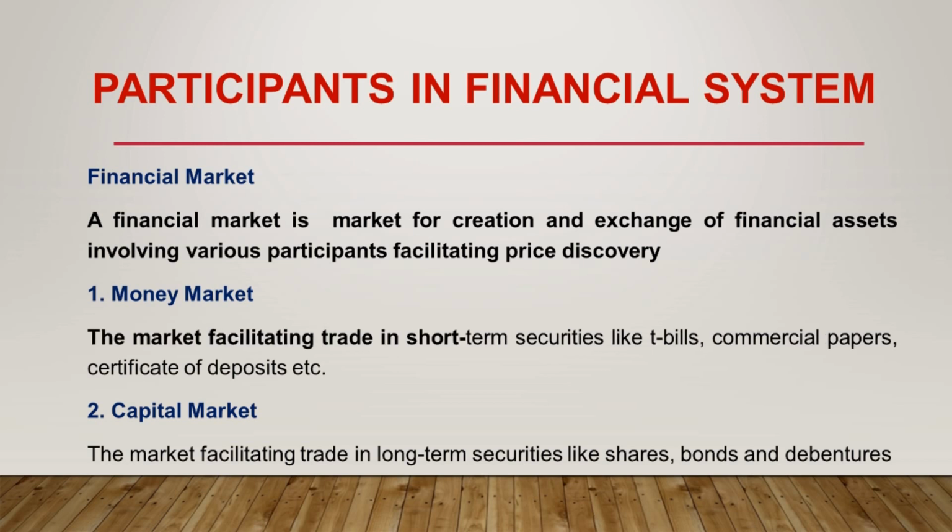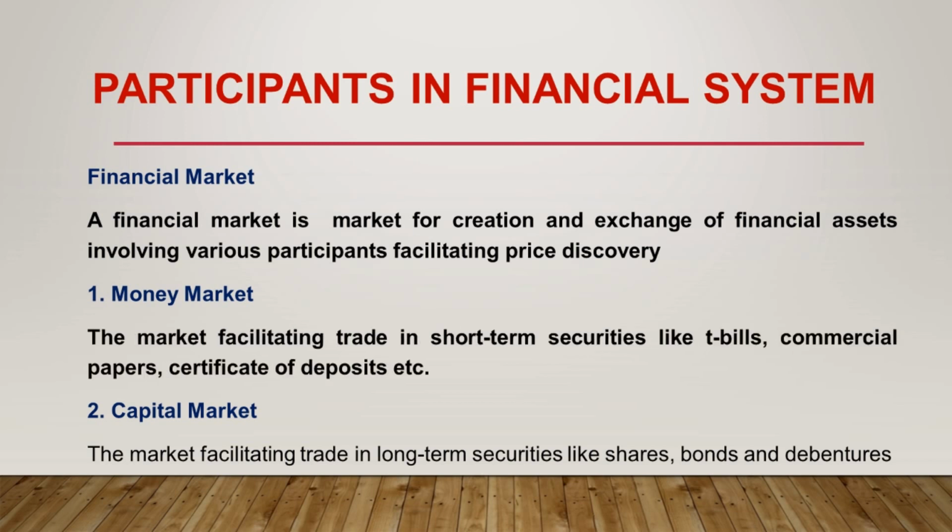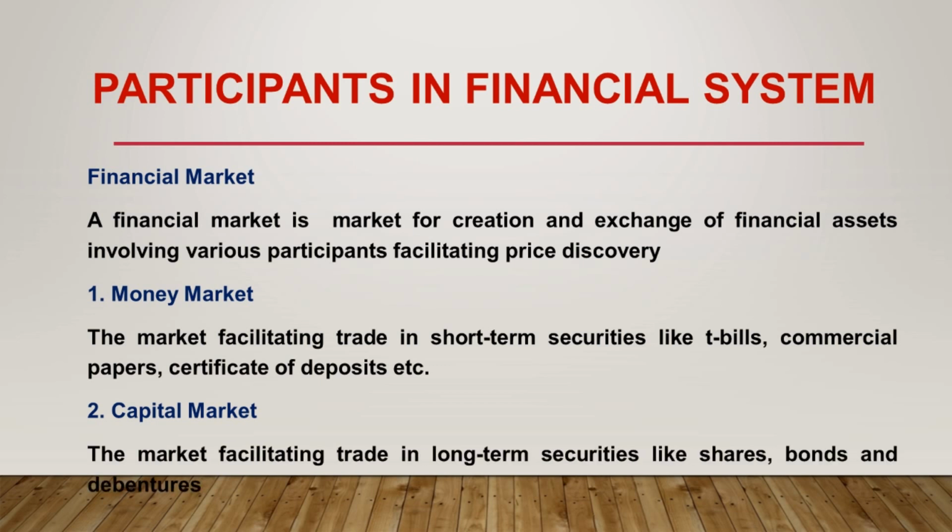So let's see two of the main components of the financial market, that is the money market and the capital market. So the money market is the market which facilitates trading in short-term securities like T-bills, commercial papers, certificates of deposits. These securities are generally for less than 1 year. And if you want to trade in such securities for a shorter period of time to gain some benefits, the money market is the place where you need to go. It provides a platform to all those investors who want to trade for a shorter period of time.